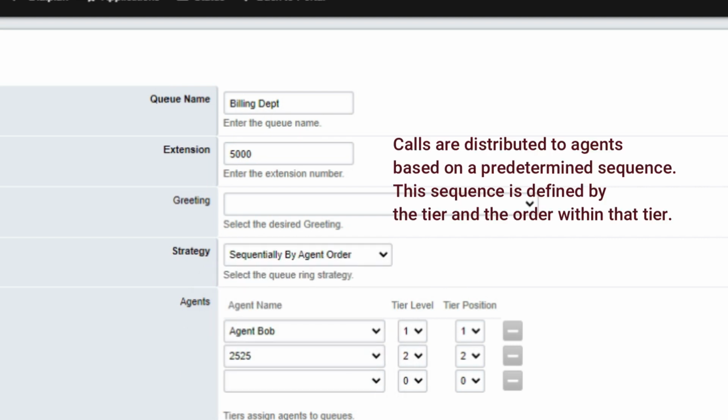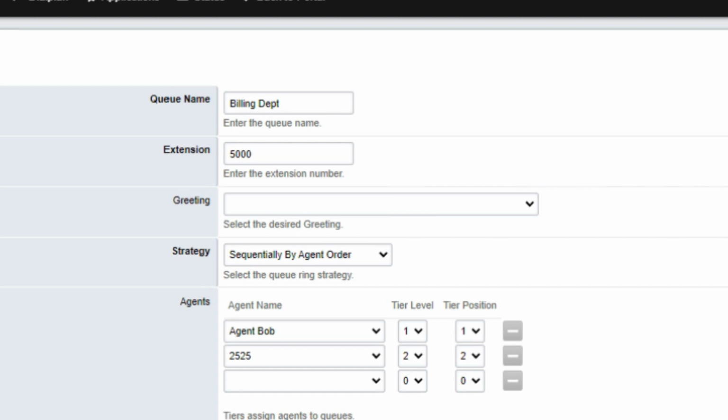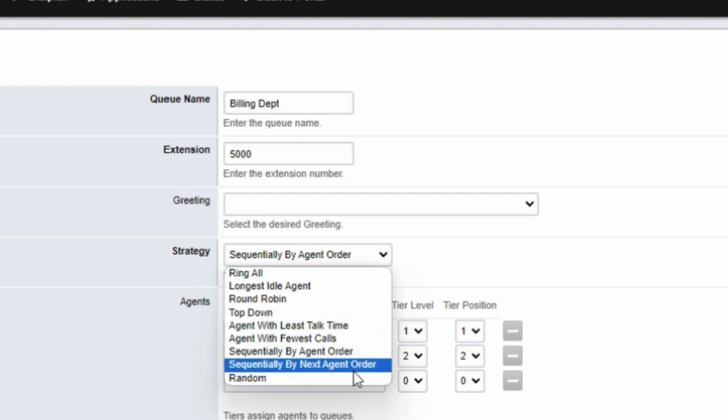Sequentially, by agent order. This strategy rings agents in a sequence based on their tier and the order of the tier. It's handy when there are different levels of agents handling various types of calls.